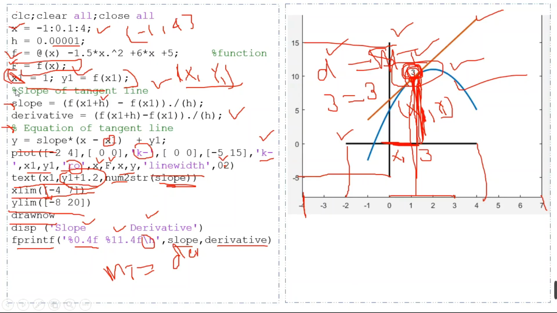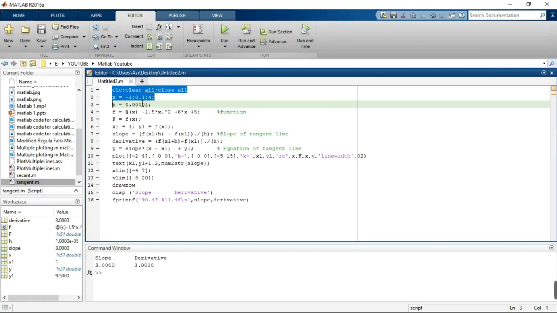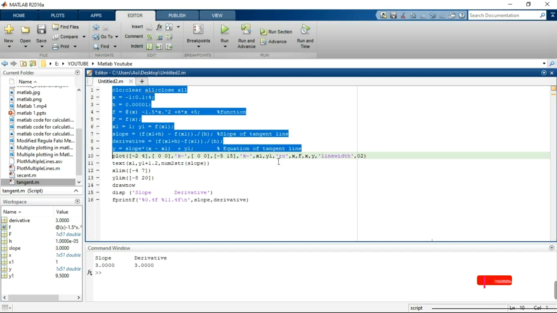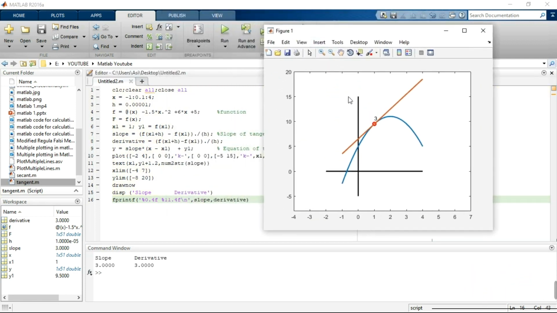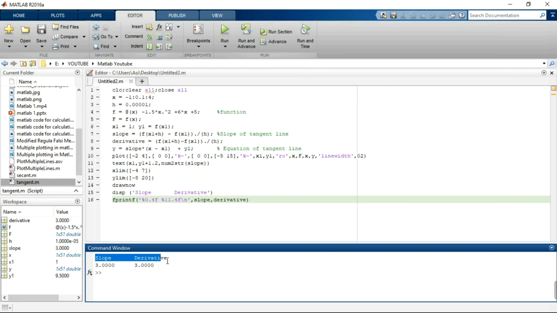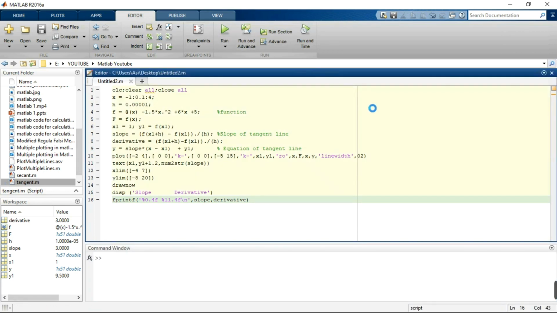So let's run this code in MATLAB and check all these results. Here we have a MATLAB code to plot a tangent line at a point. Let's run this code and check the result. This is our graph, and this is the tangent line at the point x1 and y1. The slope of the tangent line is 3, and we can see that the slope and the derivative at this point are both equal.